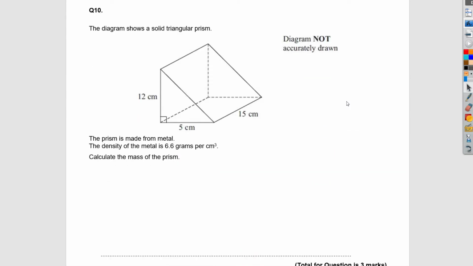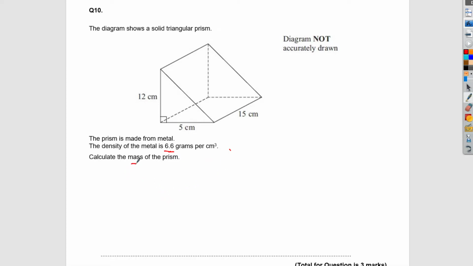Okay, let's have a look at question 10. Now, the diagram shows a solid triangular prism. The prism is made of metal. The density of the metal is 6.6 grams per centimeter cubed.